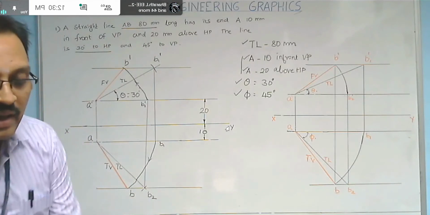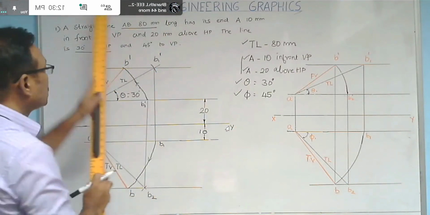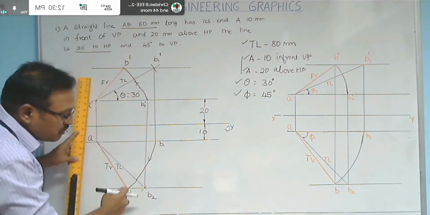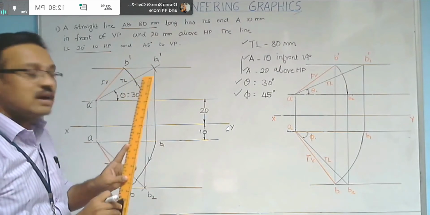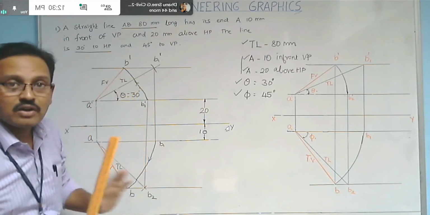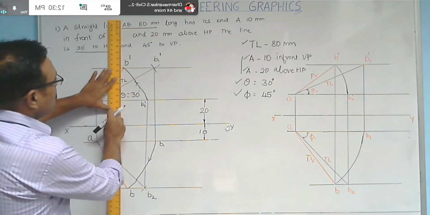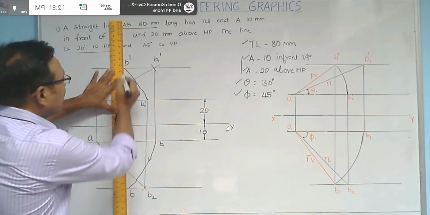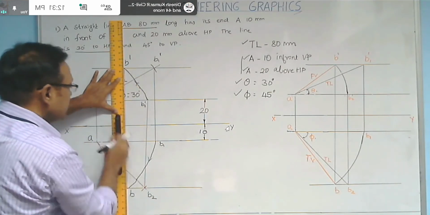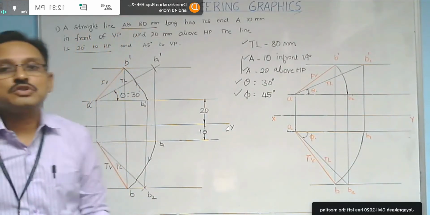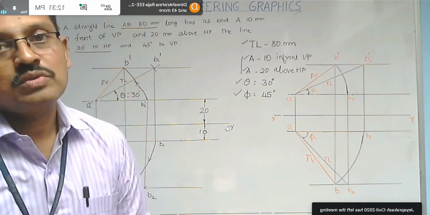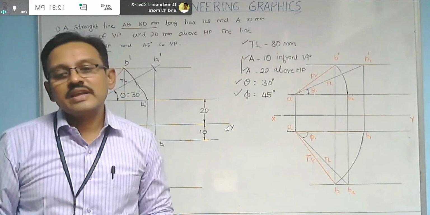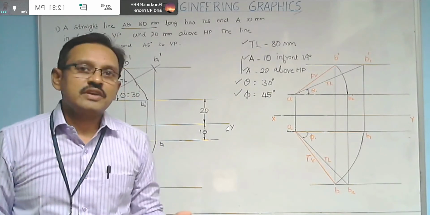Now we can draw a vertical line from B dash. If you draw a vertical line from B dash, definitely it will pass through B, because A dash A and B dash B are the end projectors. This is one of the check measures also. If it does not come in the same vertical line, then we can say that we have made some mistake in our drawing.